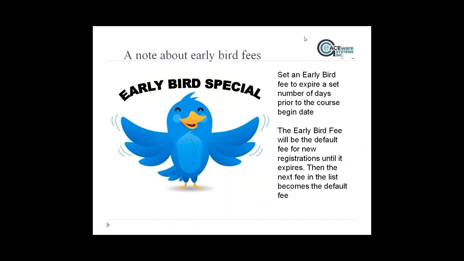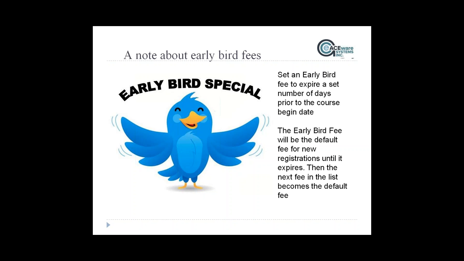The early bird fee is one that is very, very easy to set up. You can do it whether you're running Manager standalone or you're running Manager in ACEweb. But the theory behind early bird is that, especially if you are worried about having to cancel a class because people wait to the last minute to register and you get gray hair prematurely, you set up an early bird fee 2 to 3 or X number of days before the class starts, and then after that date, it'll automatically drop off the list and the regular fee goes into effect.